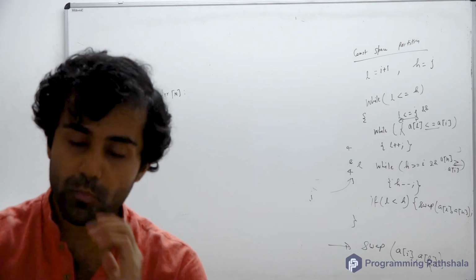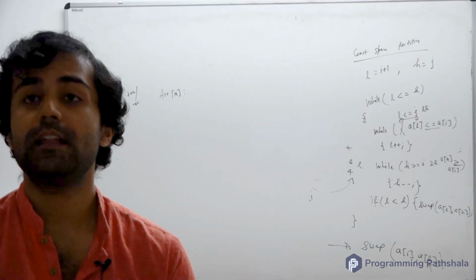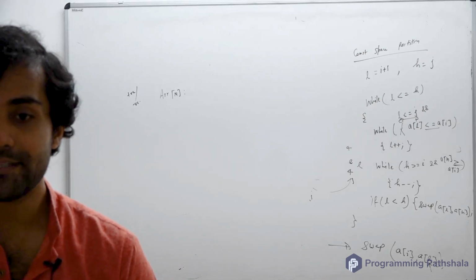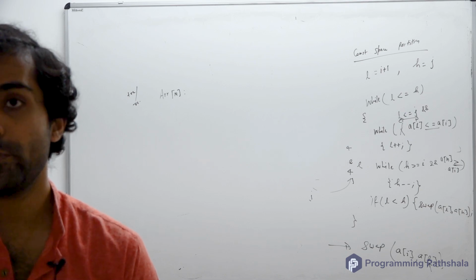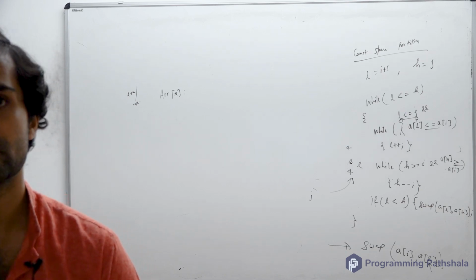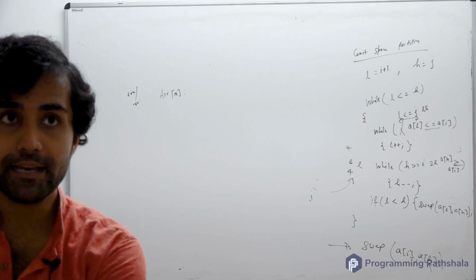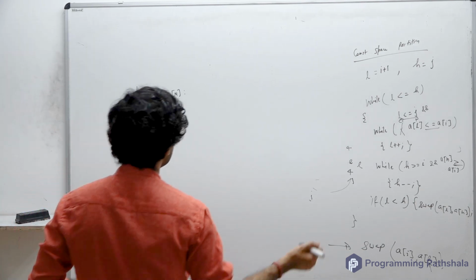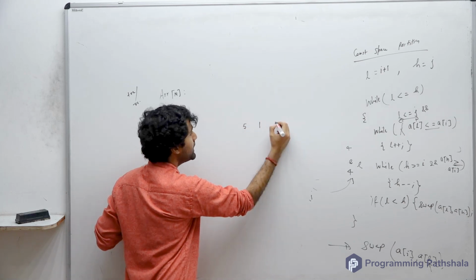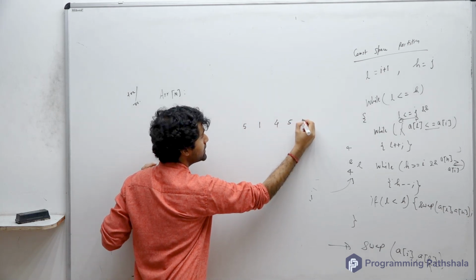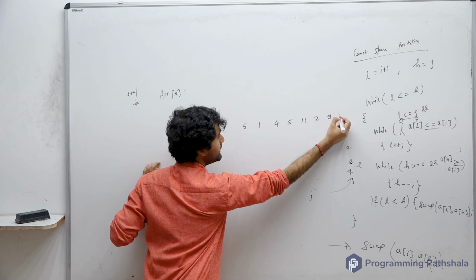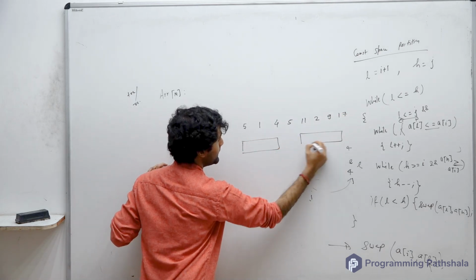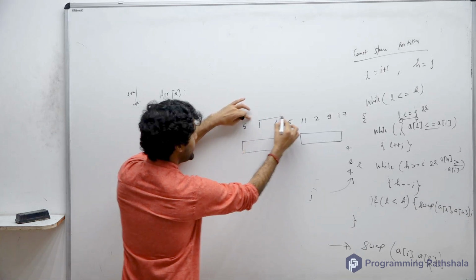Smaller elements will definitely come in the left, larger elements will definitely come in the right. Now, how about the elements that are equal? Should they go to the bigger array or the smaller array? Let's say you considered this 5 as pivot and you got 1, 4, 5, 11, 2, 9, 17. This is your smaller array and this is your bigger array. You start your journey from here and terminate till here.